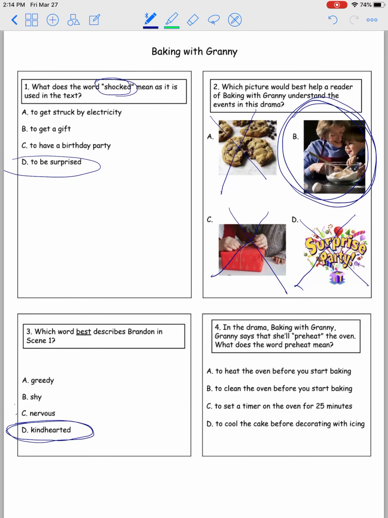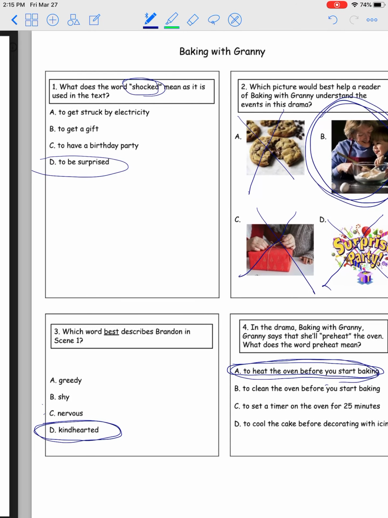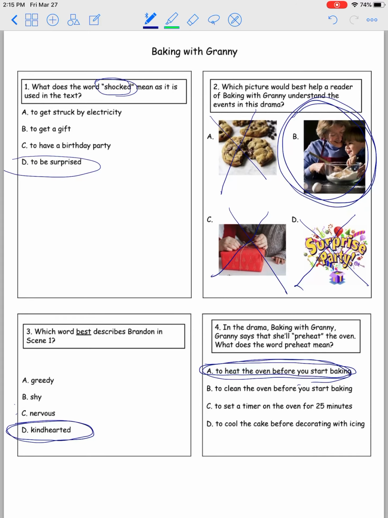So as we look at the choices: to heat the oven before you start baking, to clean the oven before you start baking, to set a timer on the oven for 25 minutes, or to cool the cake before decorating. She says she's going to preheat it before she starts baking the cake. So it would be to heat the oven before you start baking the cake. So make sure that today, like we did just now, you look back in the text and really try to find the evidence in your text.